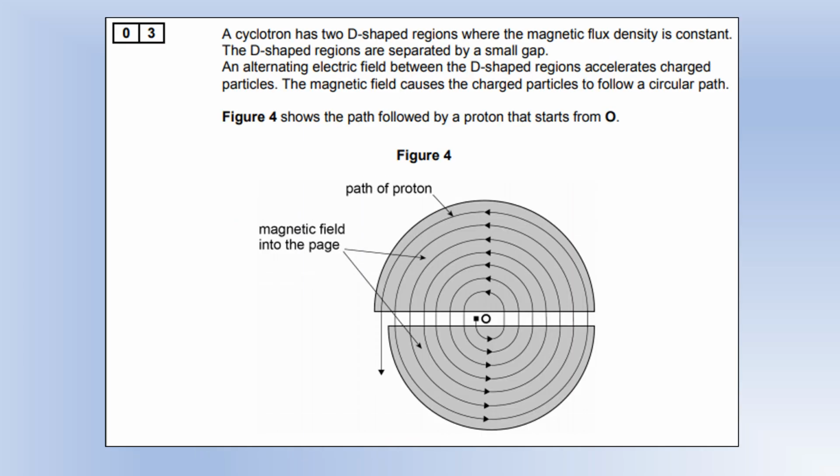Okay, so sticking with magnetic fields, we've got a cyclotron using two D-shaped regions, like you can see in the diagram, and we've got an alternating electric field between the D-shaped regions as well. That is accelerating the charged particle. The magnetic field is there to make them travel in a circular path. So we've got the diagram showing the path of a proton that's being accelerated, going in bigger and bigger circles, and then it's eventually released from the cyclotron.